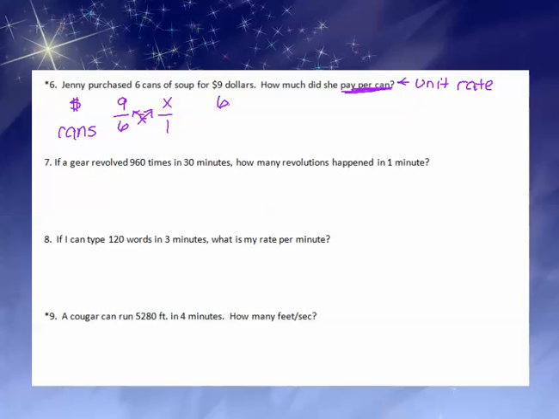Cross multiply. 6 times x is 6x. 9 times 1 is 9. Then I need to get x by itself. I divide by 6 on both sides. I'm left with x equals 1.5. I need to make it money because that's where the x is missing. So it turns into $1.50 per can.